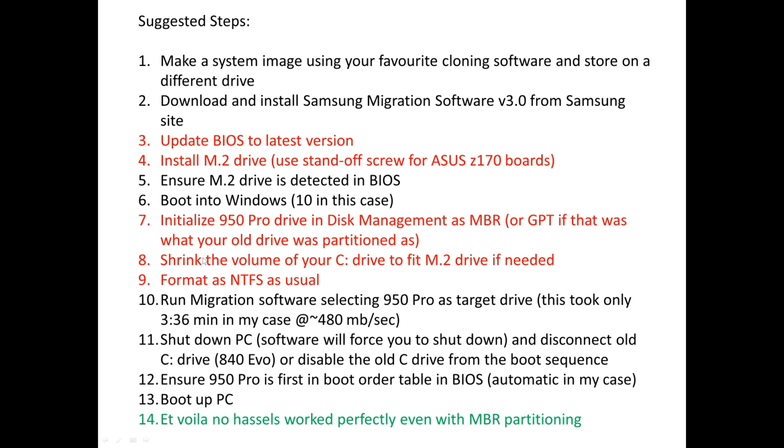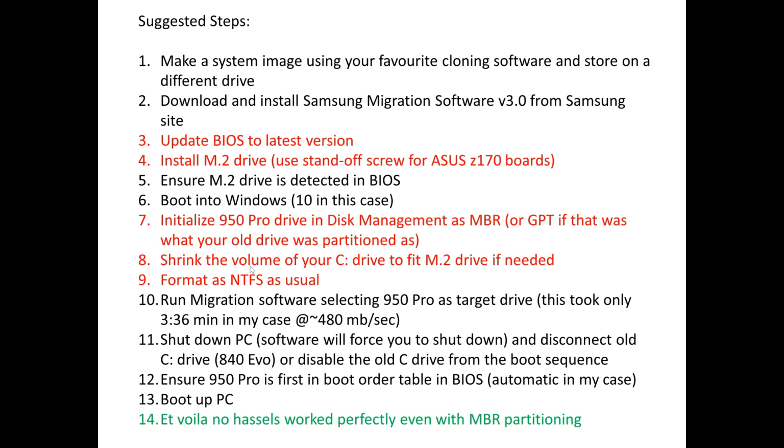Now, you may need to shrink the volume of your drive to fit the M.2 drive if needed. In my case, my 950 Pro was a little bit bigger than my 840 Evo, so I was good to go. But if you're the other way around, you may need to shrink the volume of your drive to a size that will fit on the 950 Pro. So do that first so that you can ensure that you'll be able to transfer the cloning. Then you format the drive as standard NTFS as usual, and you're good to go. Windows will see the drive and it'll be empty, so you're fine.